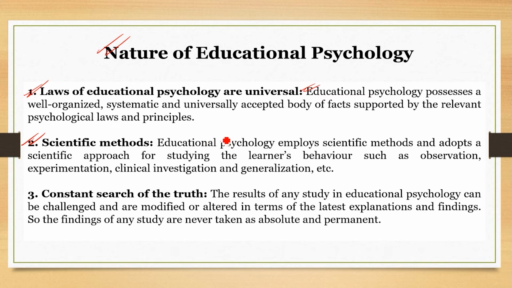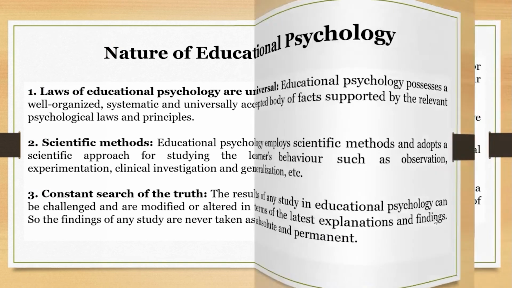Scientific methods. Educational psychology employs scientific methods and adopts scientific approach for studying the learner's behavior, such as observation, experimentation, clinical investigation, and generalization, etc. So this is the second nature in which we learned that educational psychology has application of scientific methods in it. The third one, constant search of the truth. The results of any study in educational psychology can be challenged and are modified or altered in terms of the latest explanations and findings. So the findings of any study are never taken as absolute and permanent, which basically means that research is continuously going on in this particular field of educational psychology.